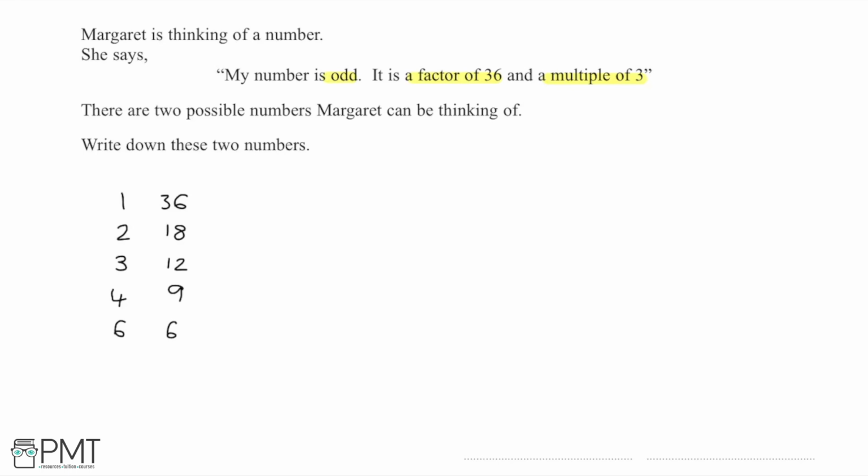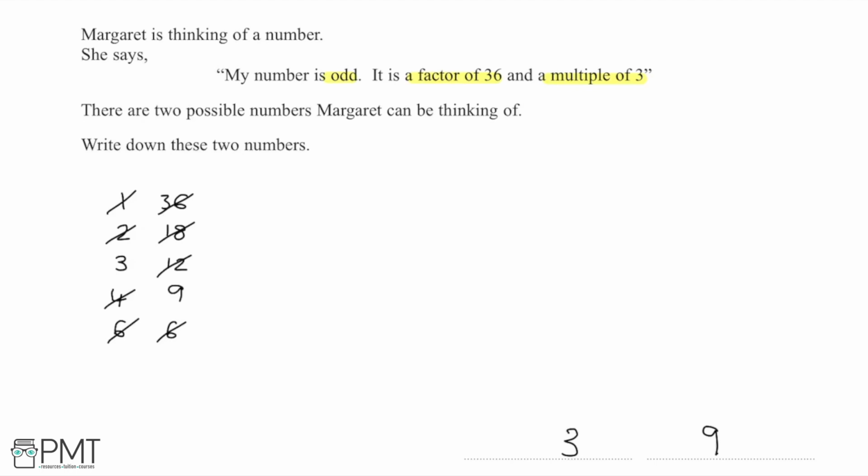So now that I have my list of factors of 36, I can simply go through them and cross out any even numbers, because we're told that the number is odd. If I remove all of the even numbers from this list, I'm left with only 1, 3 and 9. And the other criteria here is that the number is a multiple of 3. Both 3 and 9 are multiples of 3, however 1 is not. So I'm left with the two possible numbers here that are odd, a factor of 36, and a multiple of 3, and we have the answers of 3 and 9.